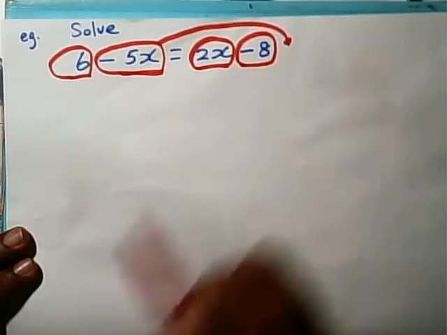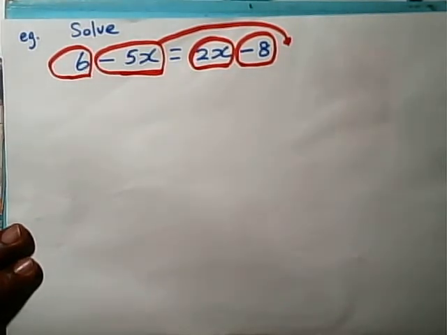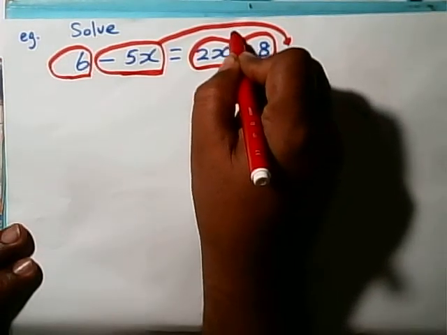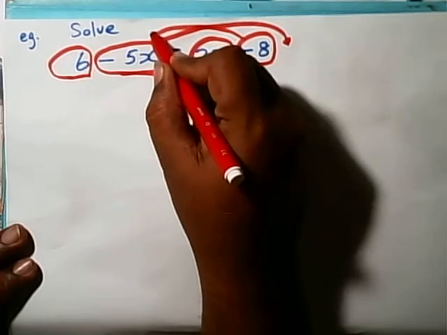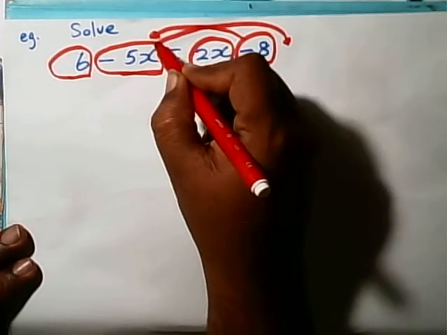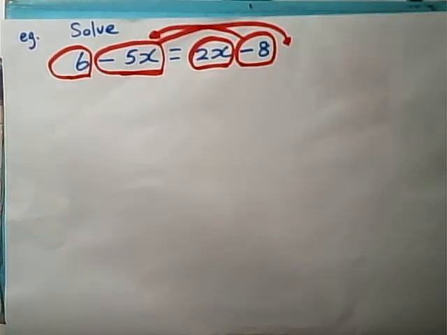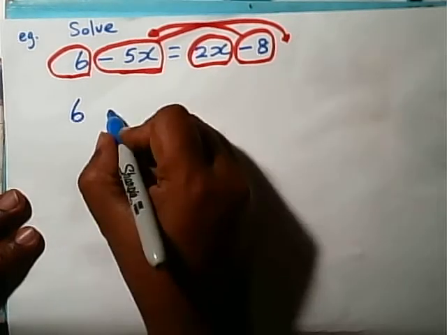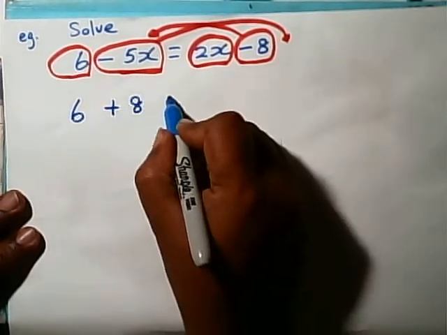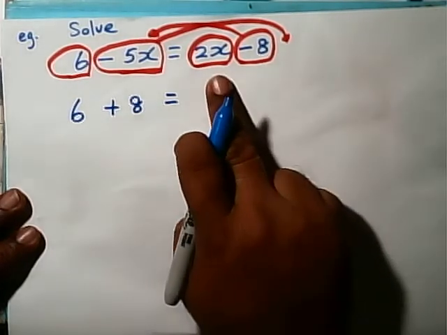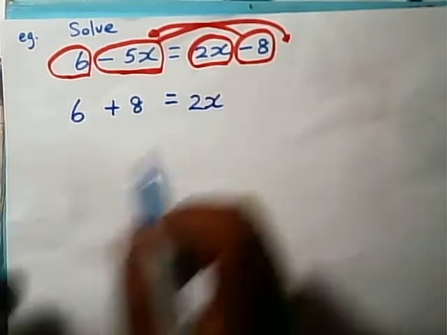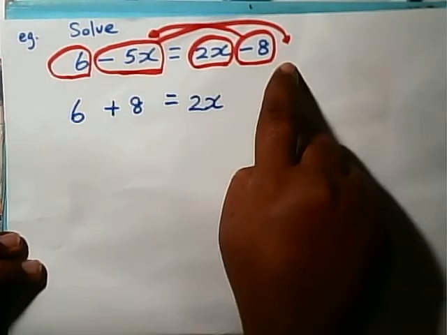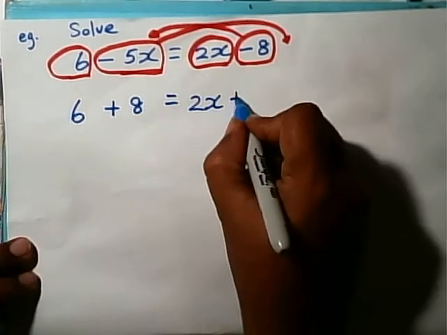I'm going to move that minus 5x across. It will turn into a plus 5x. And I'll take this minus 8 and move it across exactly to where the 5x was. So now the 6 didn't move. The minus 8 comes here and now is a plus 8. Bring down my equal sign. The 2x never moved, so I'll write it here. And in its place here, I now have the minus 5x, which turns to a plus 5x.